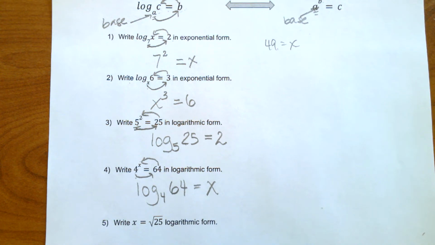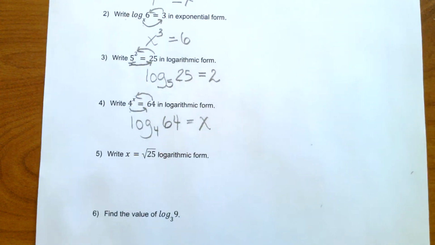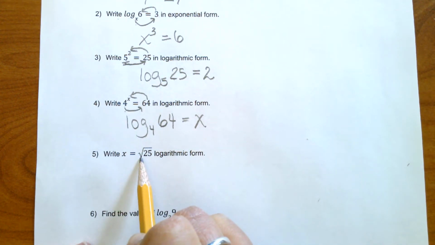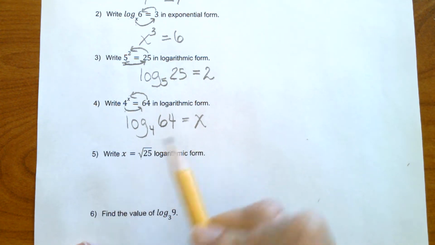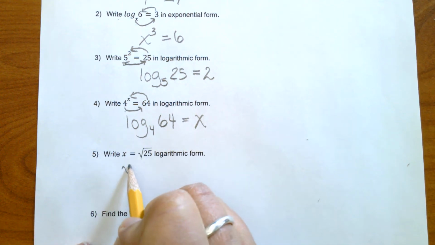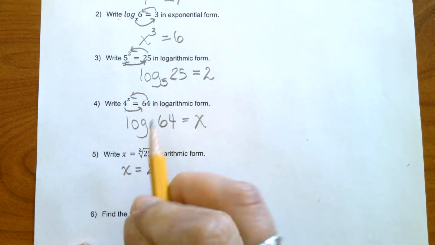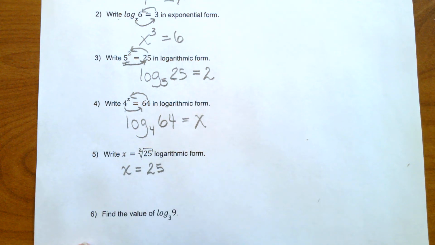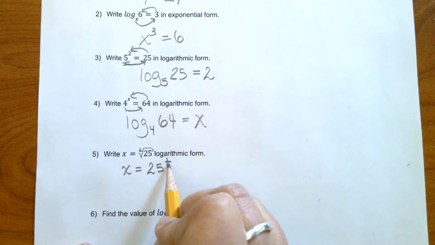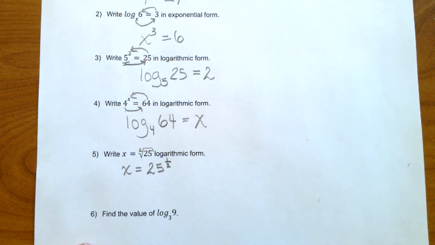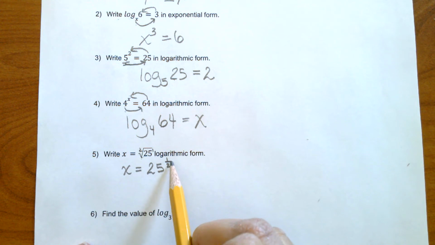Okay, sometimes you might have a couple more steps. So let's write number 5 in logarithmic form. Now, number 5 has the square root symbol. So how are we going to actually transfer that into an exponent? So remember, this is going to be a 2. This is going to be an exponent of 1. So this is really 25 raised to the 1/2 power. So you first have to change this square root into an exponent.